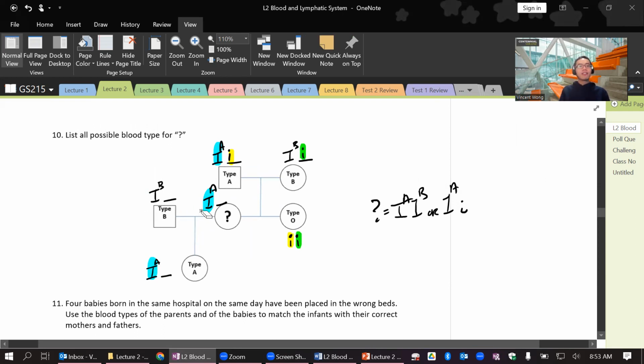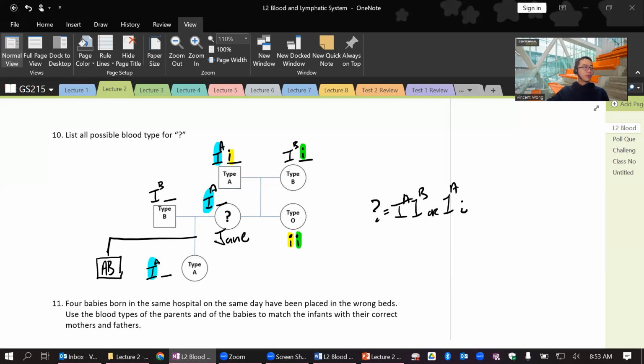Okay, so let's say they have another kid. Let's say this time they have a boy, and the boy is AB. Will we be able to tell now whether question mark, let's give her a name, let's call her Jane, is going to be IAIB or IA little i, if they have another kid that's AB? Let's have a vote.